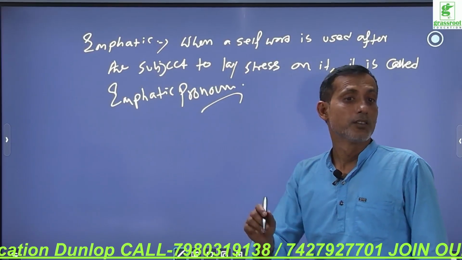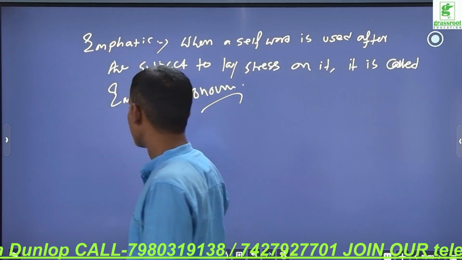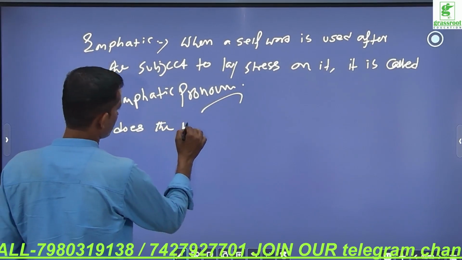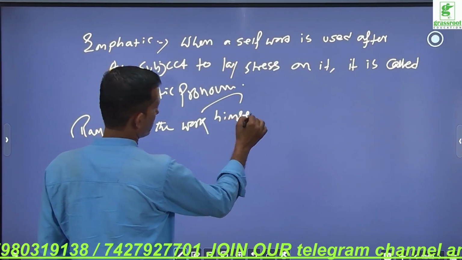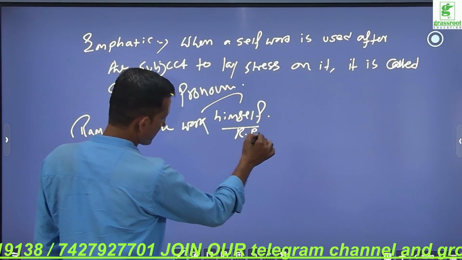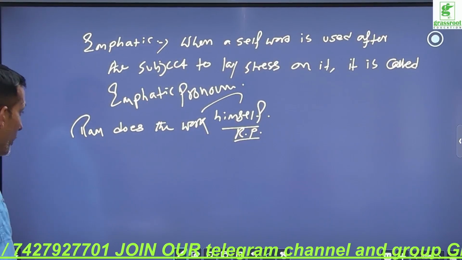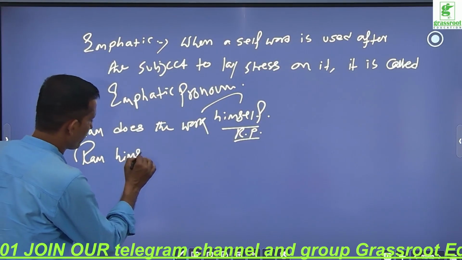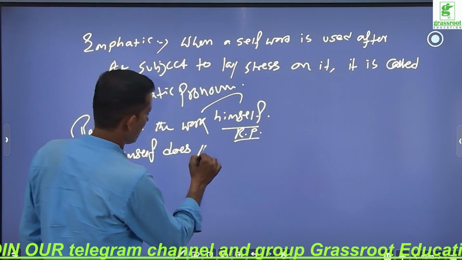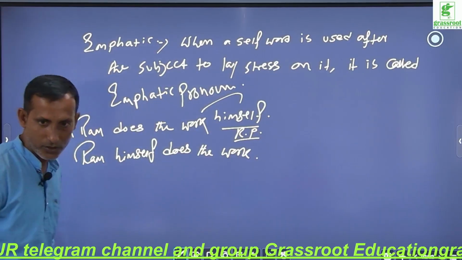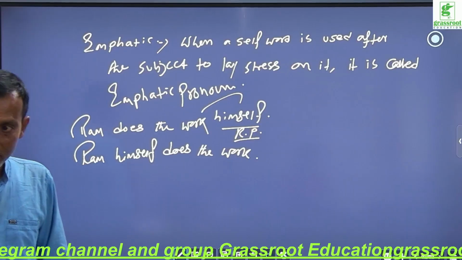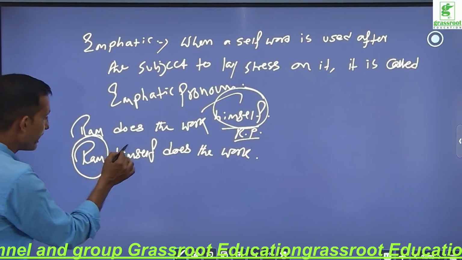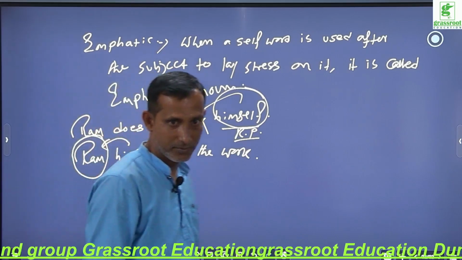When we get the example of reflexive pronoun, what do we get? Ram does the work himself. Here we call the self word a reflexive pronoun. But when we say Ram himself does the work, what is the change in this sentence? The self word is placed after the subject to lay emphasis on it. Is it clear or not?